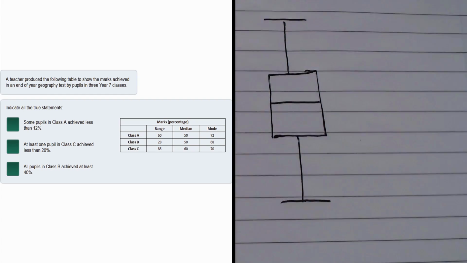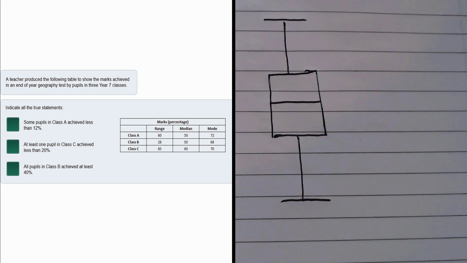In this question we are told that a teacher produced the following table to show the marks achieved in an end-of-year geography test by pupils in 3 Year 7 classes. And we are asked to indicate all the true statements. Now the first statement claims that some pupils in Class A achieve less than 12%. So let's first have a look at the stats for Class A. So we can see that there's a range of 60, a median of 50, and a mode of 72.